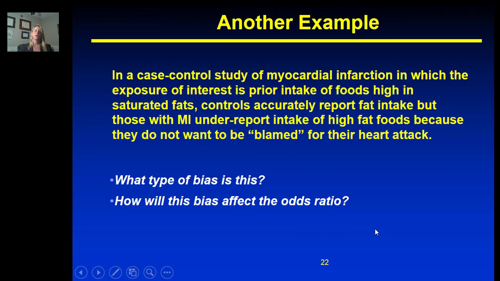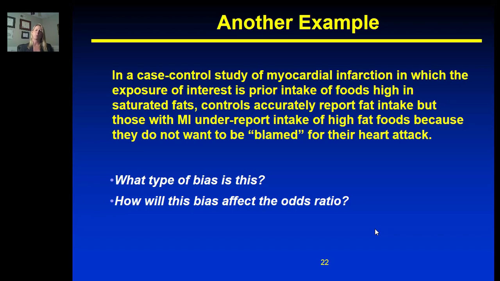Another example is a case control study of myocardial infarction in which the exposure of interest is prior intake of foods that were high in saturated fats. Among the controls in this case control study, they accurately report fat intake, but those with the outcome of myocardial infarction underreport their intake of high-fat foods because they don't want to be blamed for their heart attack.